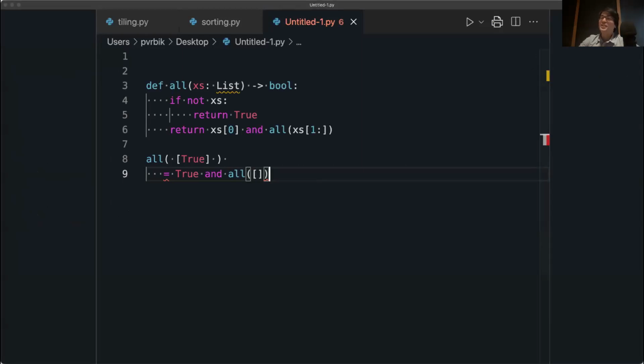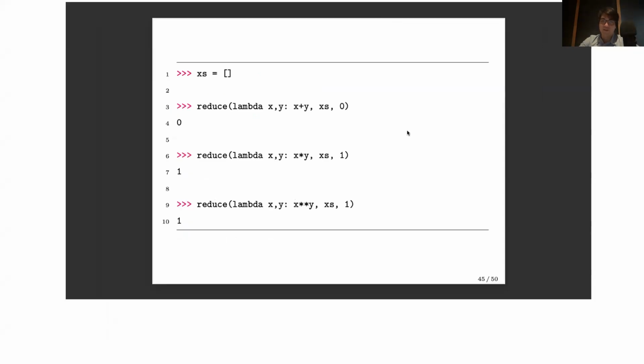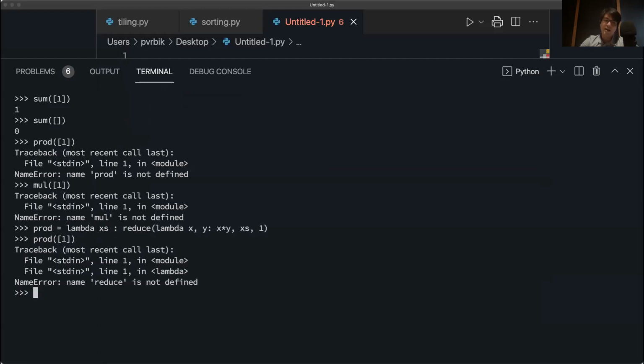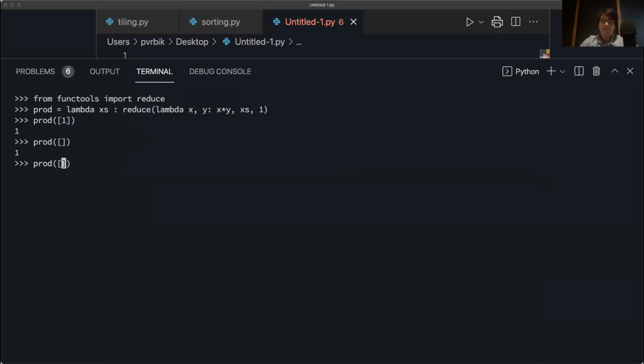So there is no product function, but you could easily build one using this reduce. I can do it now if you want. I want there to be a prod. That needs to be a lambda function, which takes xs to reduce. And I want to reduce lambda x and y to x times y over xs with the base case 1. So boom. Now, what? Oh, from functools import reduce.